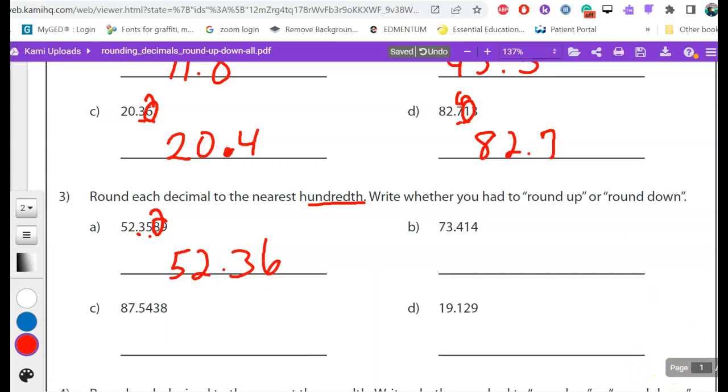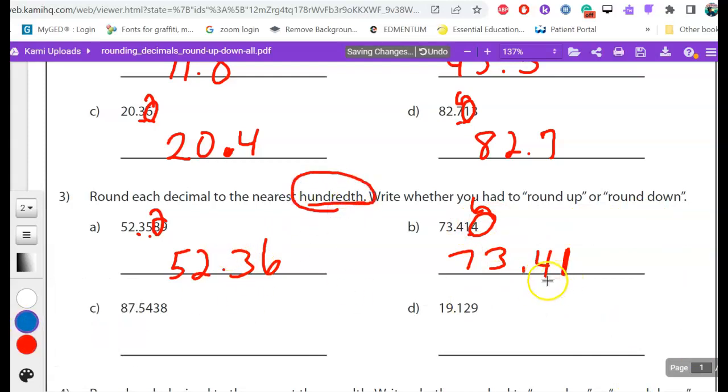Taking a look at letter B. So to the hundredths place, what number is in the hundredths place? You see the 1, right? Now take a look at the 4. What is that 4 telling us what to do? 4 is telling us that we are not going to round up because that 4 is not bigger than 5, is it? So I'm going to put 73.41, right? Why am I leaving the 1 there, and dropping off the 4 and everything else? Because it's asking us to round to the hundredths place.